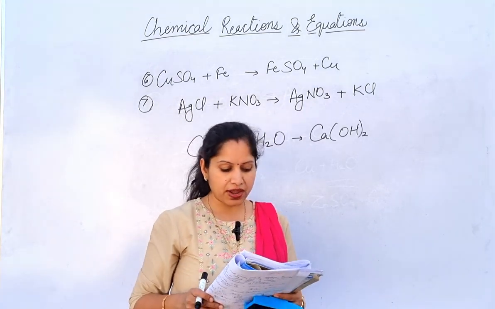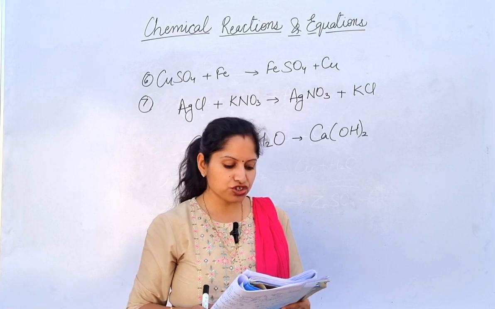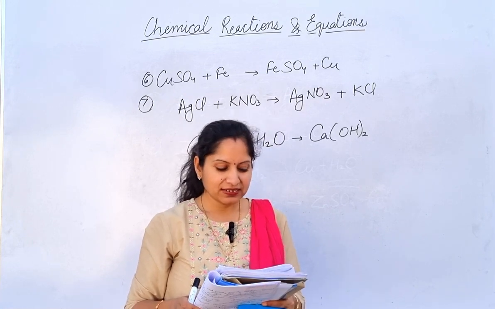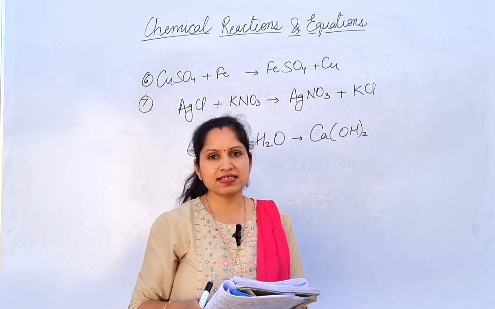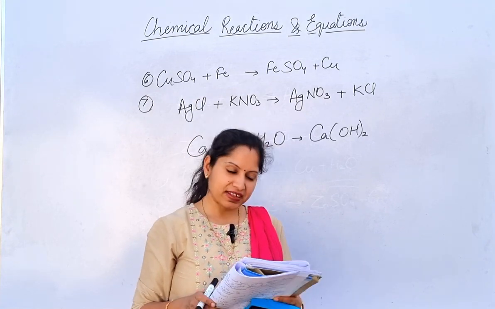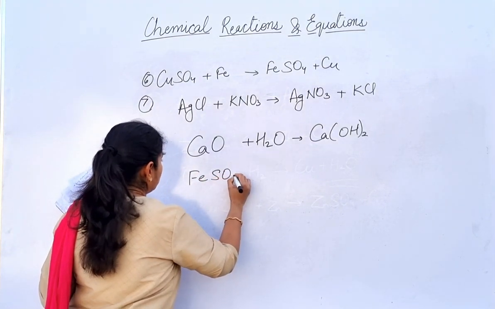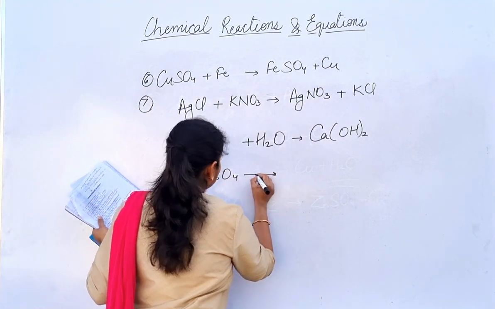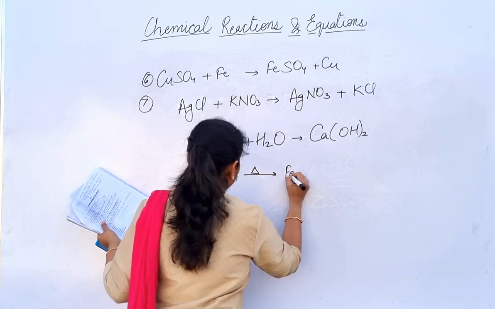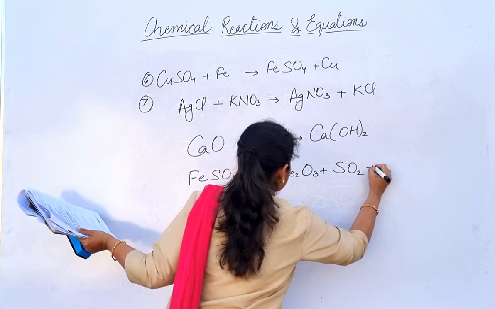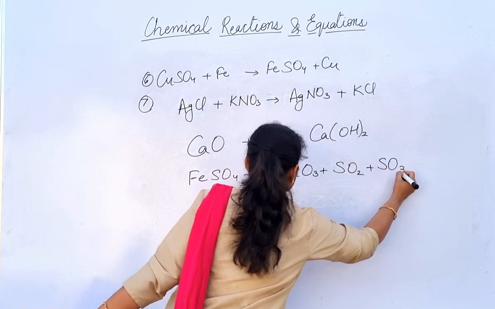Next equation, you have to write the thermal decomposition of ferrous sulfate. Write it on your own. Thermal decomposition of ferrous sulfate. Write it down, I'll write it down also. Ferrous sulfate is FeSO4. When you heat it, it forms Fe2O3 plus sulfur dioxide plus sulfur trioxide.